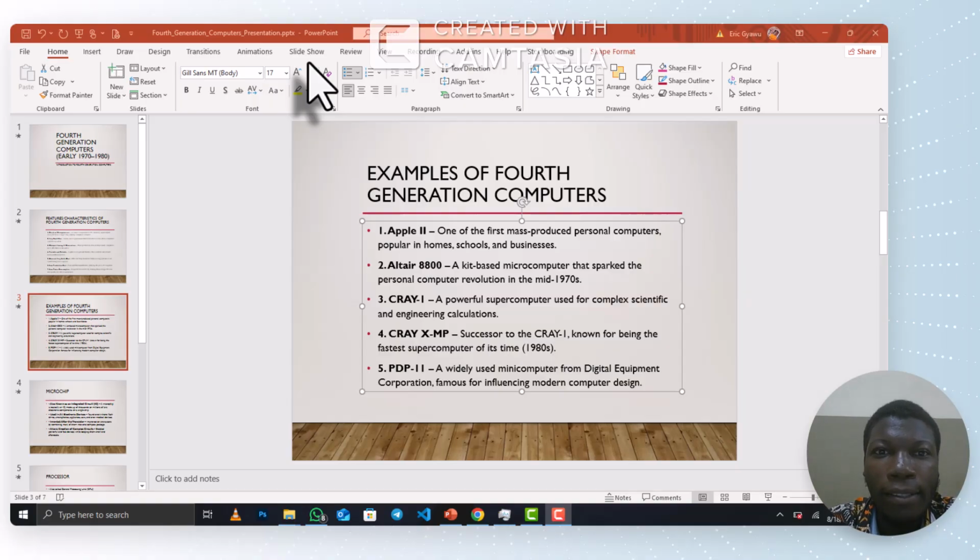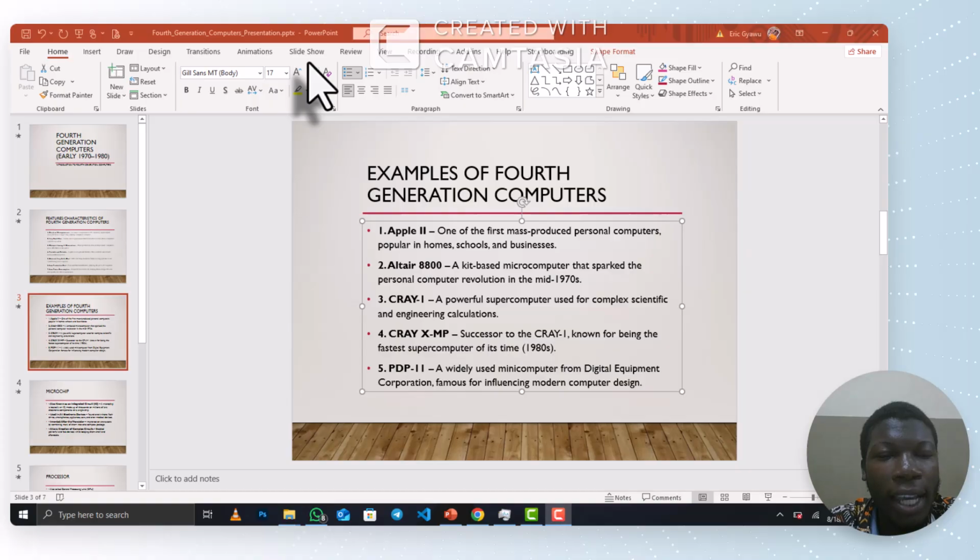Yes. And we have one, the Apple II. The Apple II is one of the mass-produced personal computers, popular in homes, schools, and businesses. Within the fourth generation of computers, the Apple II has been a great source of importance in homes, schools, and businesses, and also at church places and workplaces as well.